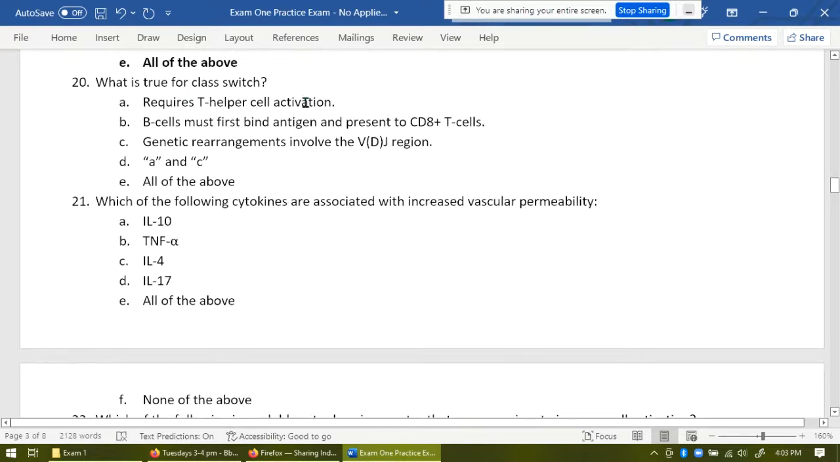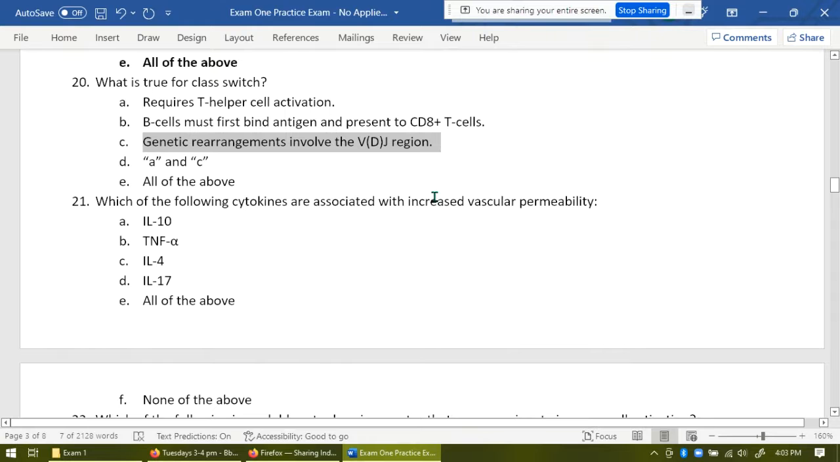Which is true for class switch? Requires T helper cell activation. That one's true. You're going to need T cell cytokines to undergo class switch. B cells must first bind antigen and present it to CD8 positive T cells. That is false. They don't present antigen to CD8 positive T cells to receive class switch inducing cytokines. They present antigen to CD4 positive T cells, your T helper cells. Okay, so make sure you read carefully on the exam. Read carefully, because if you hadn't read the 8 there, you would have probably said that was true.